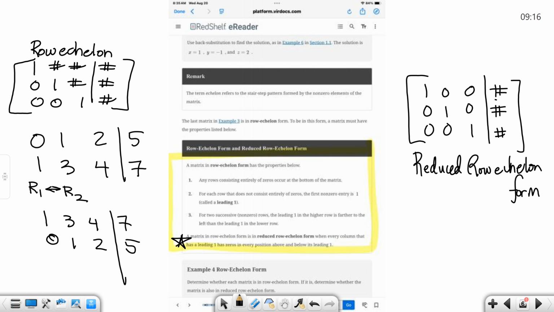So if it's in row echelon form, if it has a solid row of zeros, it's on the bottom, everything starts with a 1, which it does, and every one in the row above has a 1 to the left. So 1 to the left, 1 to the left, and so forth. But if it's in reduced row echelon form, then it has the same properties as that one, except every one has zeros above and below it.